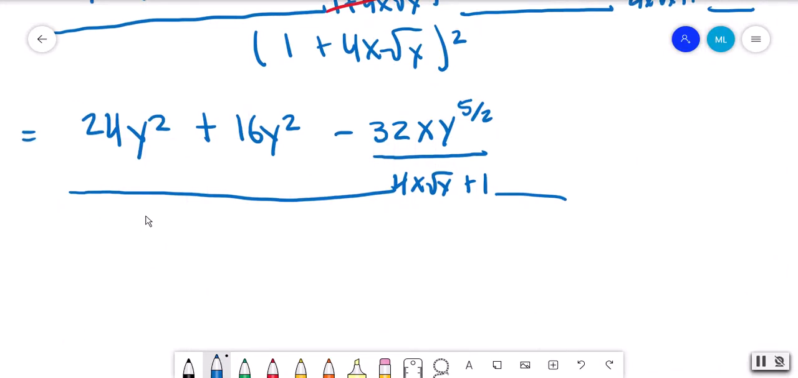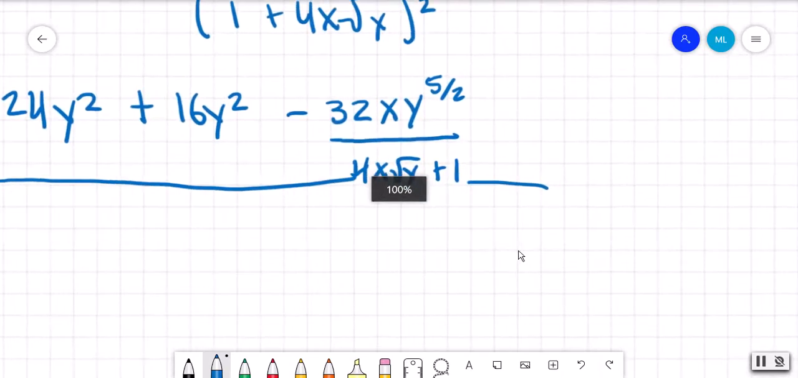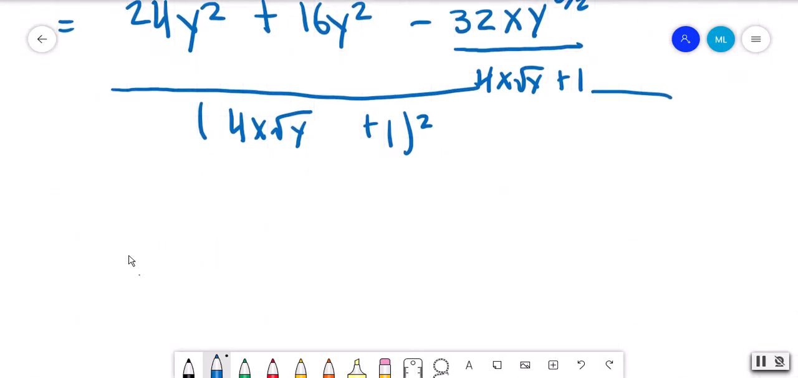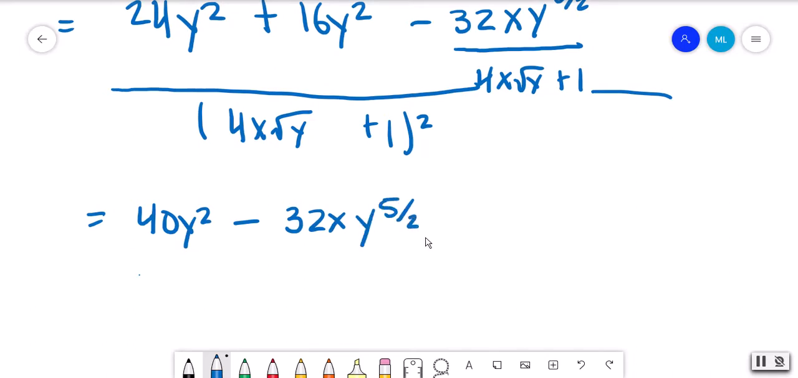So here we have, okay, so here the denominator again. Let me just clean that up. So here we have 4x, the square root of y plus 1, and then we square it. So basically, you have 40y squared minus 32x, and that's going to be y to the 5 halves, and all of this is divided by 4x root y plus 1.